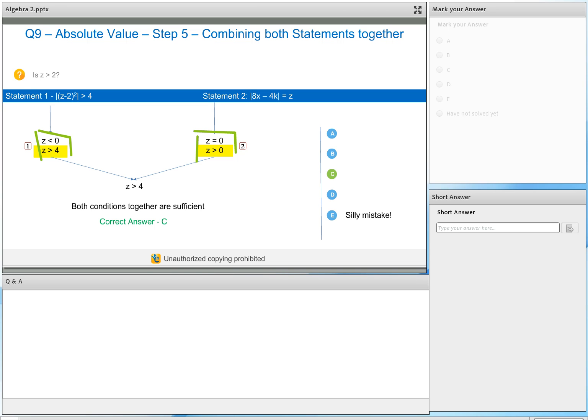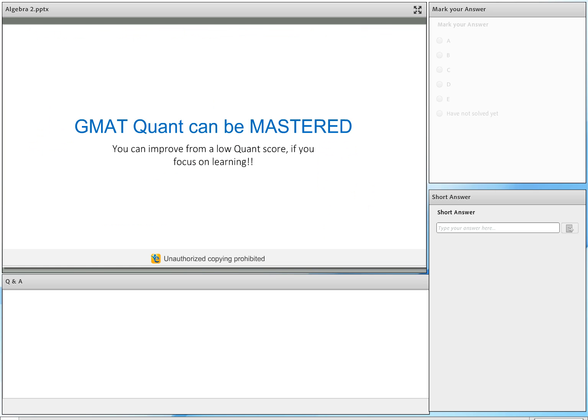What you have to focus on, once you have that 200% clarity in concepts, is how you apply those concepts. And quite frankly, you can improve from any level of quant score to that Q50 or Q51. So what I'm going to do next is show you some success stories of people from different starting points and how they were able to get to their target scores in quant.